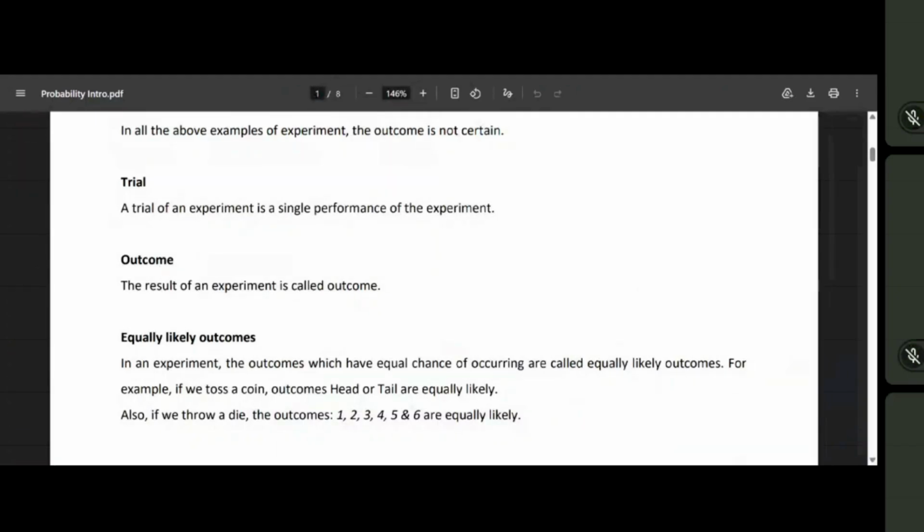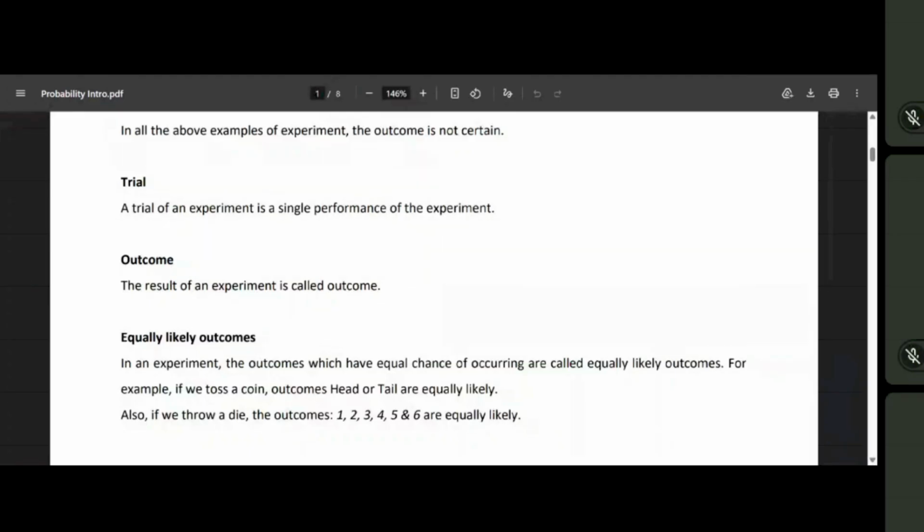Equally likely outcomes. In an experiment, the outcomes which have equal chance of occurring are called equally likely outcomes. For example, if we toss a coin, it has what? 2 sides, head or tail. Both sides have equally likely chances of occurring. So the probability of it being a head is 1/2 because there are 2 faces. It's either head or tail. So the probability of a head is 1/2. The probability of a tail is 1/2.